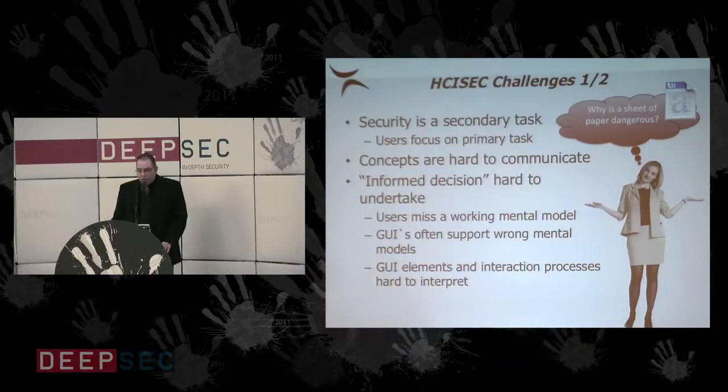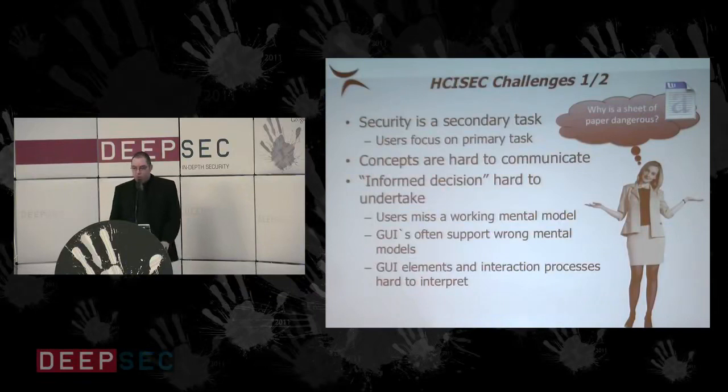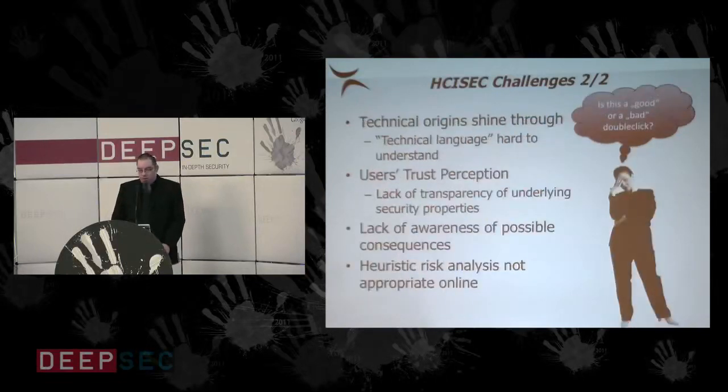Another problem is that graphical user interfaces often support the wrong mental model, like the lady on the right side. It's a piece of paper. Why can it be dangerous? This icon does not reveal that it actually could be a very dangerous piece of paper. And also the graphical user interface elements are very often hard to interpret, as I said already, most of the time due to a very technical wording. I'm repeating it very often because this is really one of the greatest problems. The technical language is very hard to understand.